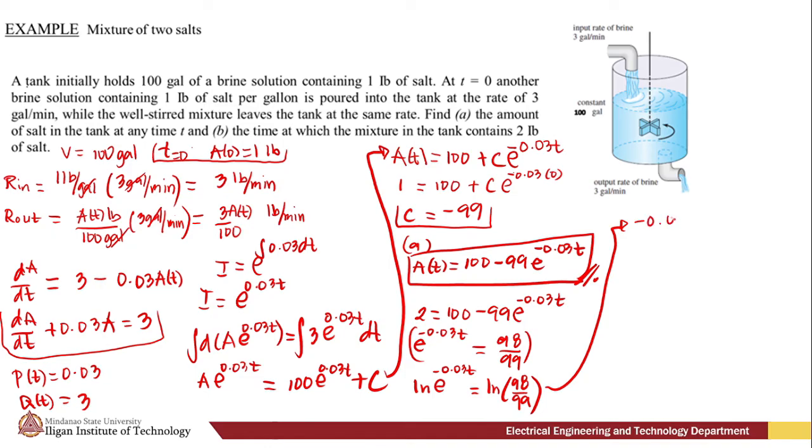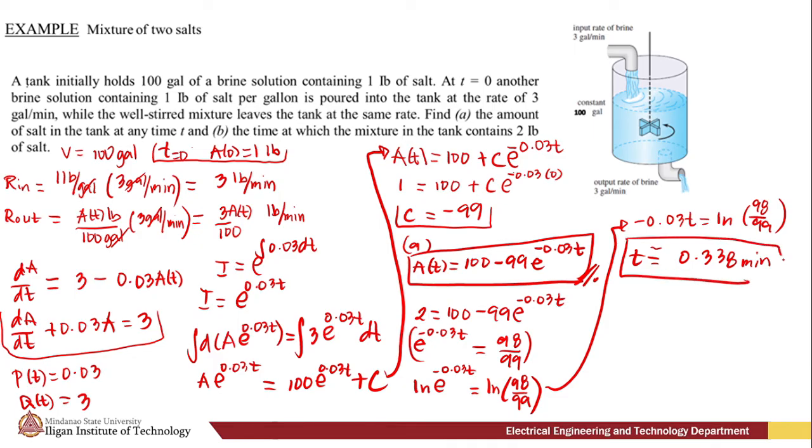negative 0.03t equals ln of 98 over 99. Solving for t, we have ln of 98 over 99 divided by negative 0.03 is approximately 0.338 minutes. So it takes 0.338 minutes for the mixture in the tank to contain 2 pounds of salt.